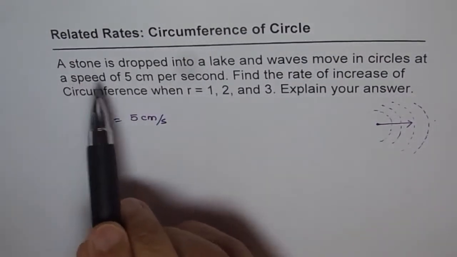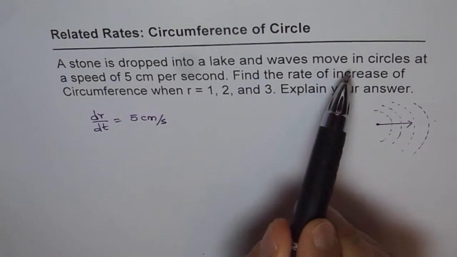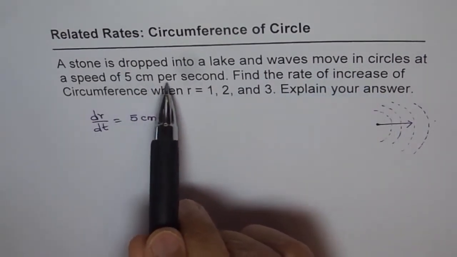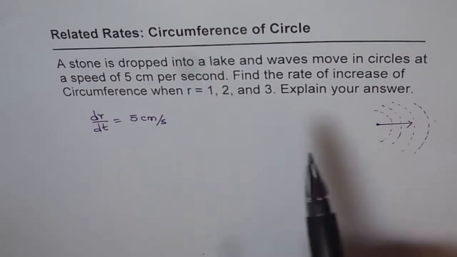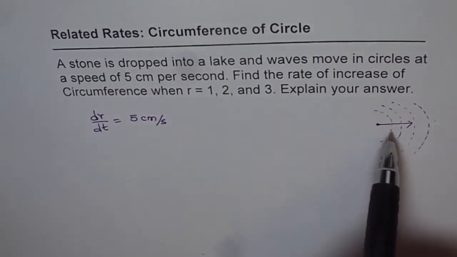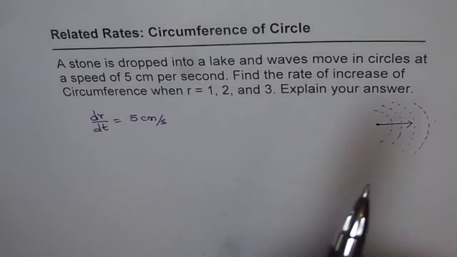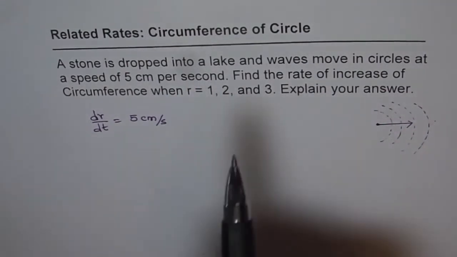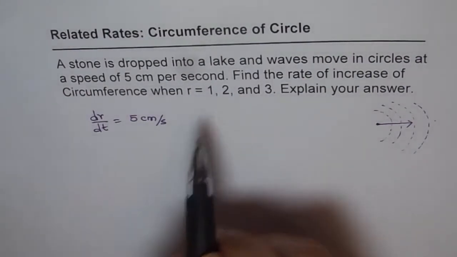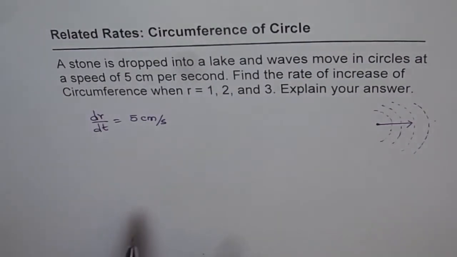A stone is dropped into a lake and waves move in a circle at a speed of 5 centimeters per second. I could have written this statement as oil leaks from a tank, or a raindrop falls. So it could be anything. But basically it means dr/dt is 5 centimeters per second.